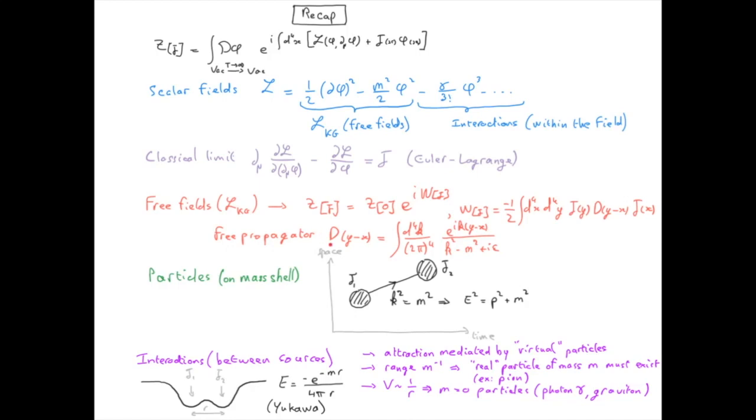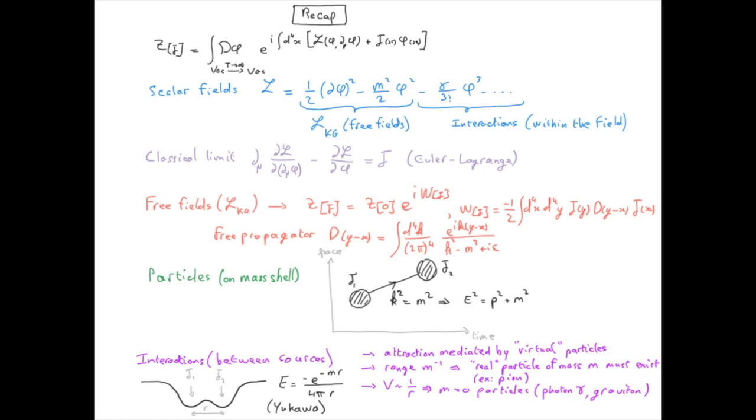We then got an expression for the free propagator, and we found that for a disturbance to propagate efficiently, this propagator must be large, and that's obtained when k squared is equal to m squared. So if we have a source and a sink, the disturbance will only propagate when k squared is equal to m squared, which means that we have a disturbance on mass shell, because in that case we have E squared equal to p squared plus m squared. And that's what we call a particle. So a particle is a disturbance of the field which propagates on mass shell.